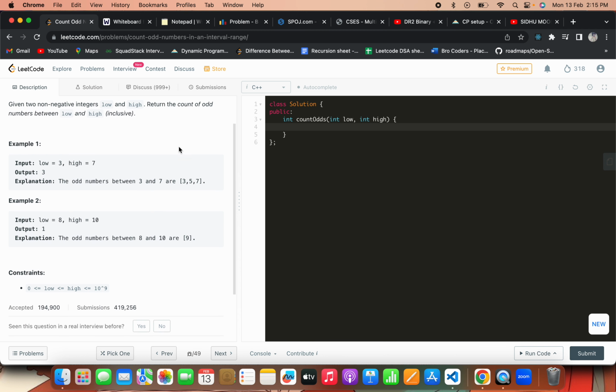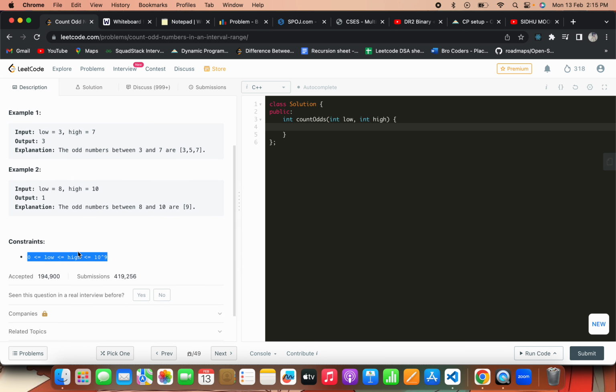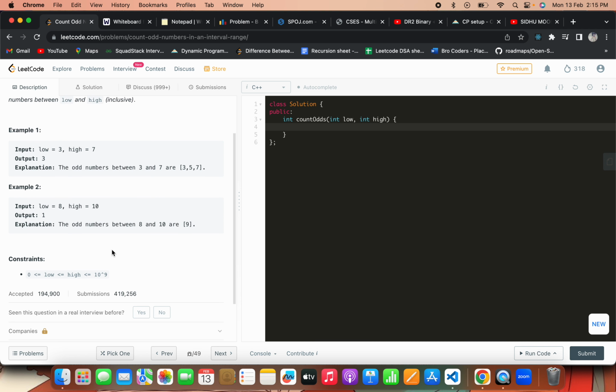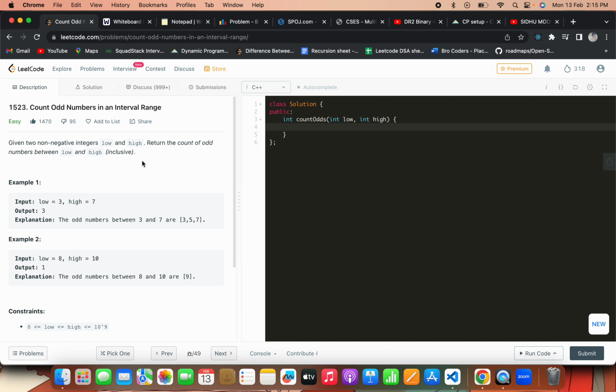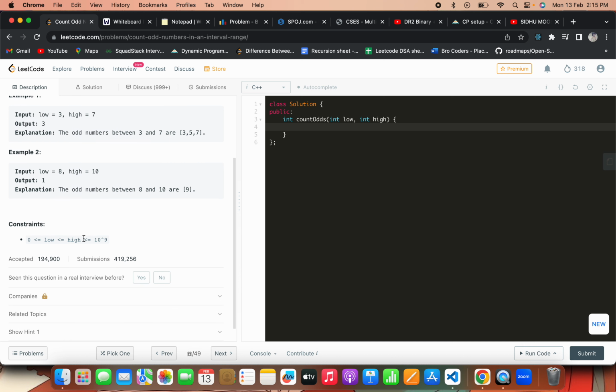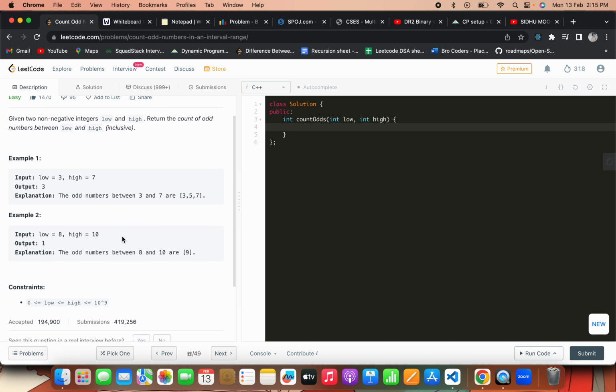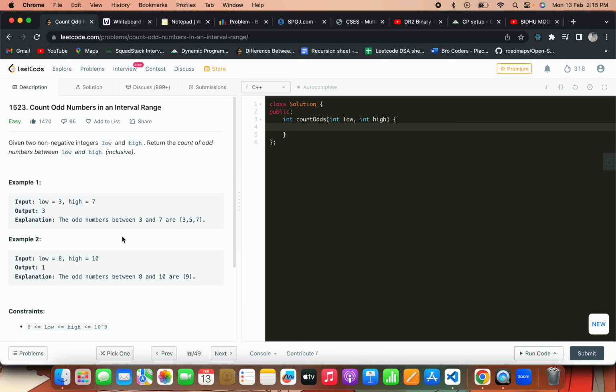Okay, and the constraints of the problem are pretty high. That means the low and high can vary from 0 to 10 to the power 9, which means that a brute force approach, in which we just iterate from low to high and count the odd numbers, won't work because it will give us time limit exceeded. So we would have to think of a better approach. How can we think of a better approach?